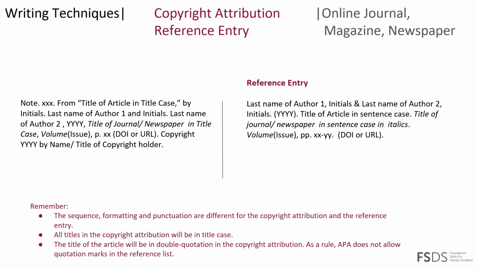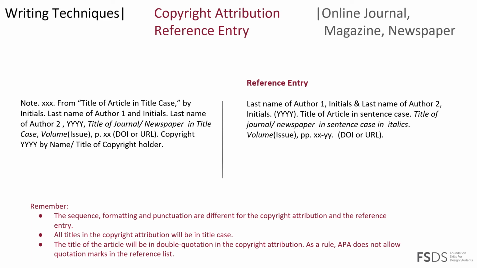When we use an image from an online source like a journal article, a newspaper, a magazine, the copyright attribution format is the same. Begin by using from if the figure is reproduced without any changes. In case you have annotated or modified to make it more relevant to your text, use adapted from.